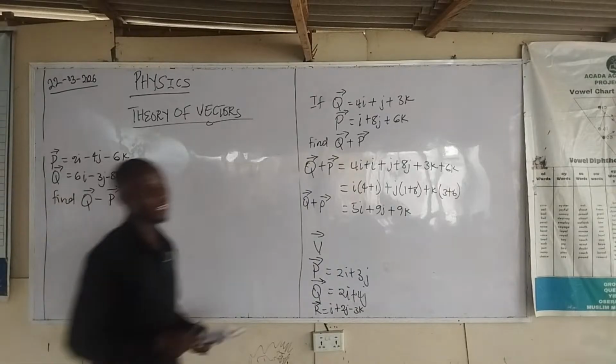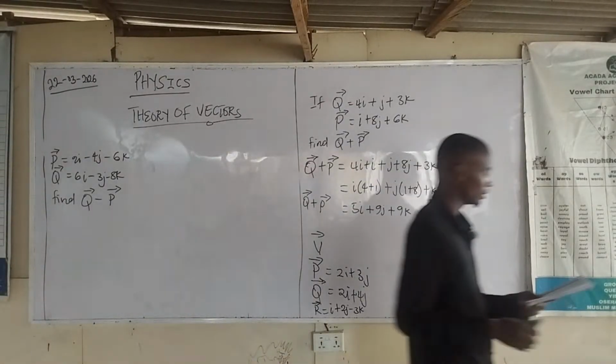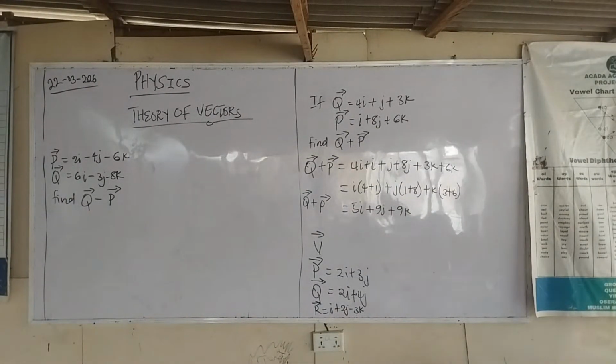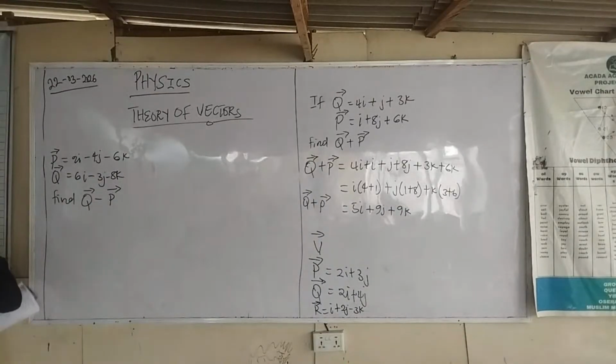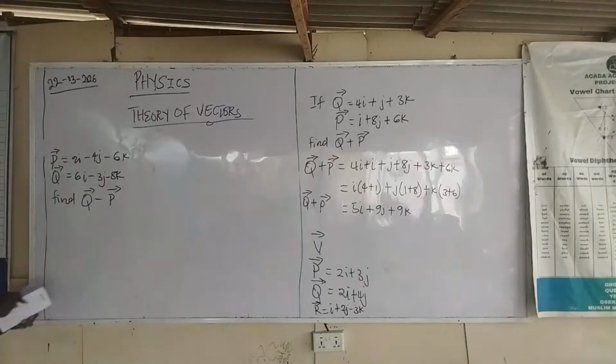Alright, we are done with that. The next subtopic, magnitude of a vector. Should I do it? Alright. So Q minus P, hello, no noise now. Yes, that's what I want to explain.